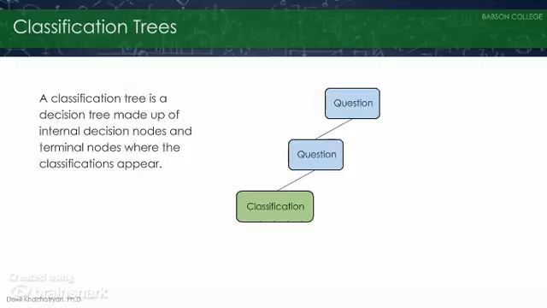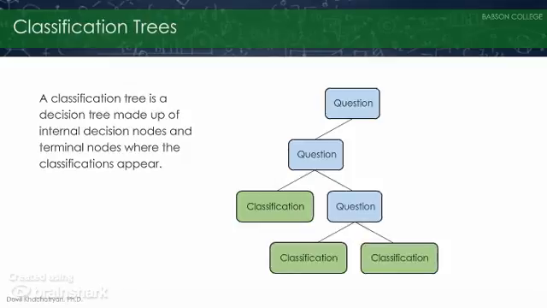The terminal nodes, in other words, the nodes that appear in green in this diagram, do not pose new questions. Instead, they assign classifications, and those classifications are based on the values of the dependent variable for all the observations that fall into that terminal node. The number of terminal nodes determines the size of the tree. So in our hypothetical example that you see, the size of the tree is 4 simply because there are 4 terminal nodes.